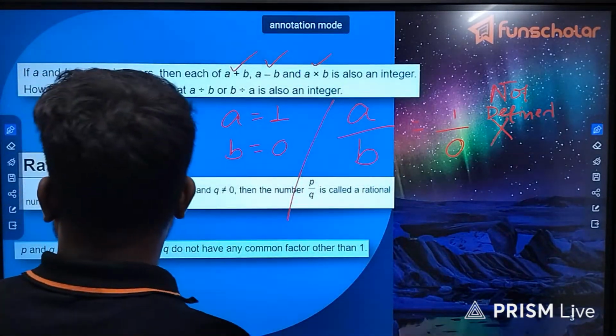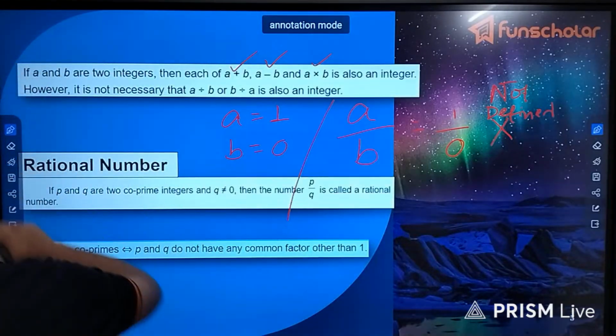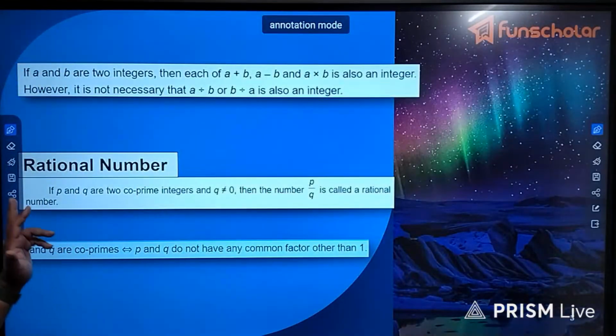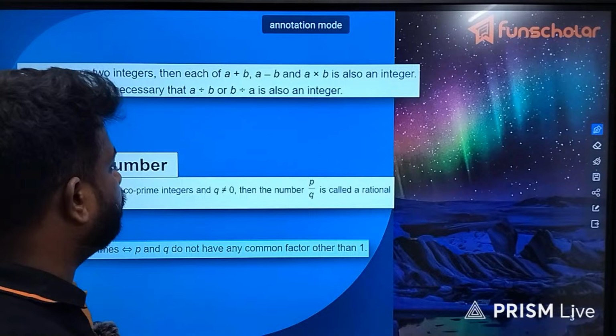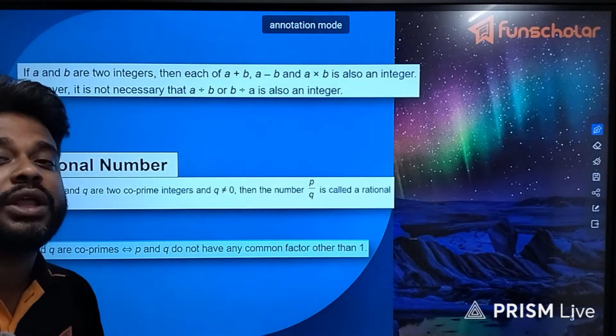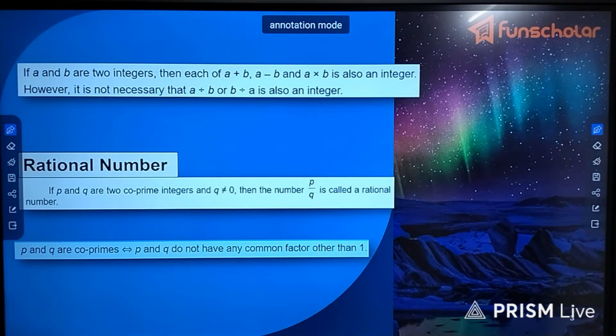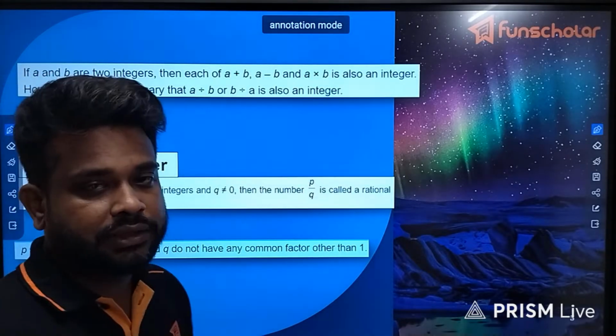Okay, so come to the definition of a rational number. If p and q are two co-prime integers and q is not equal to 0, then the number p/q will be called a rational number. p and q are co-primes. That means that p and q do not have any common factor other than 1.